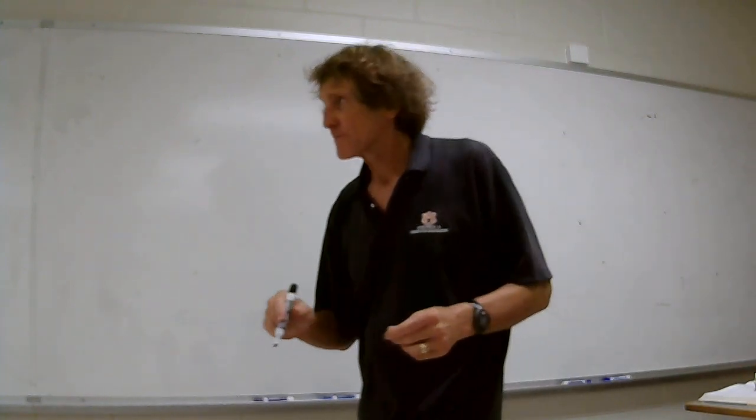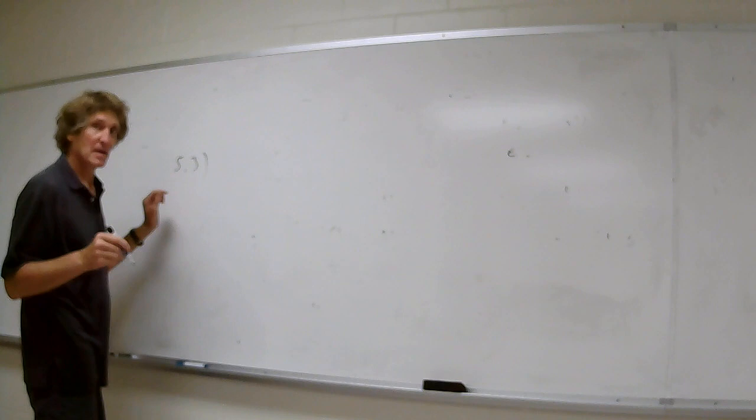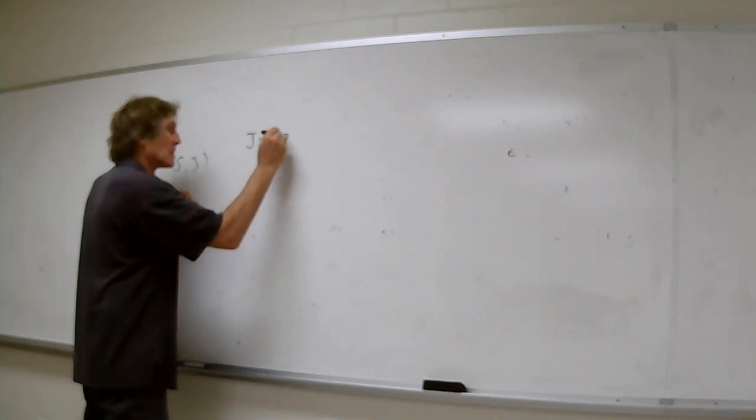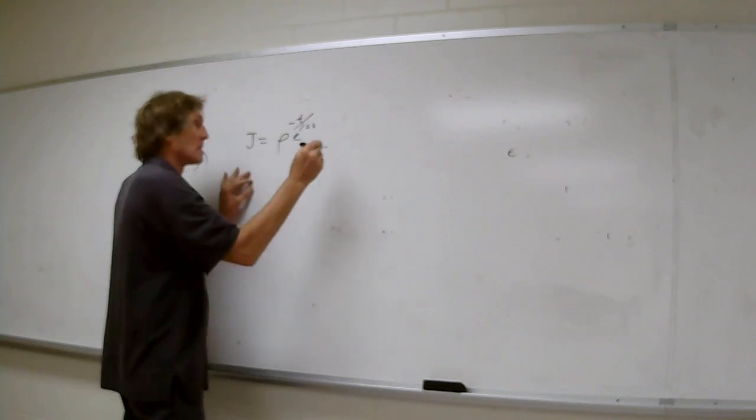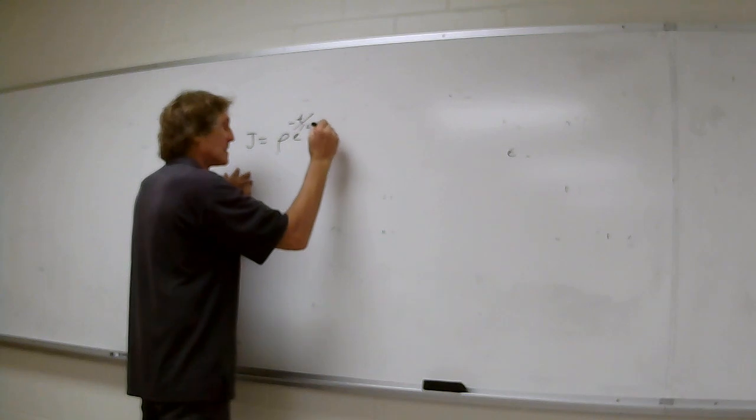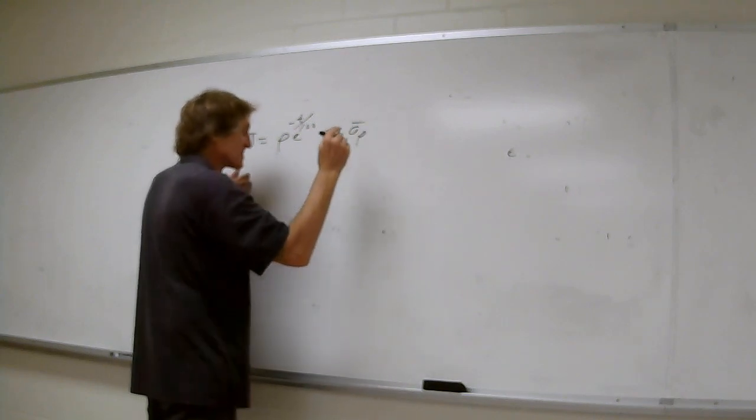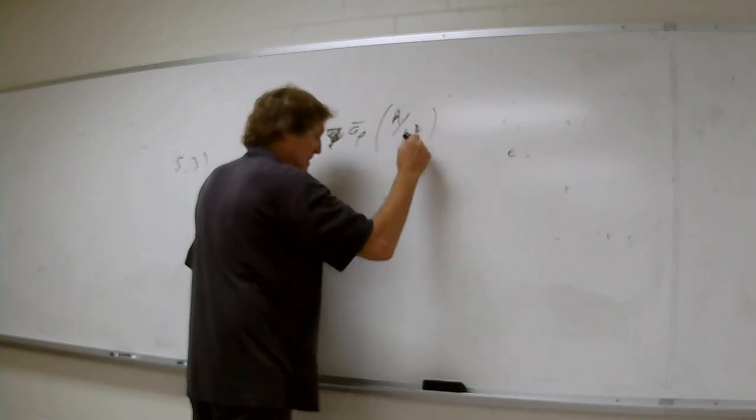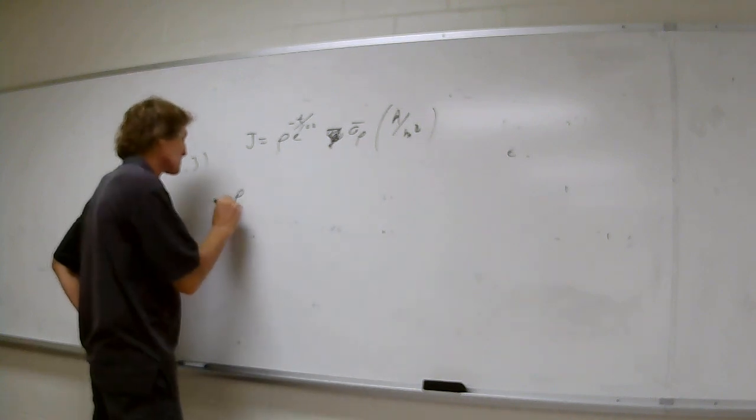All right, you guys ready for 5-3? Why don't you do it collectively as a class? 5-3. Can you give it to me? Current density is given by J equals rho e to the minus t over 100, in the a-rho direction, in amps per meter squared. The initial value of the charge density is 0. Find it at 10 seconds.